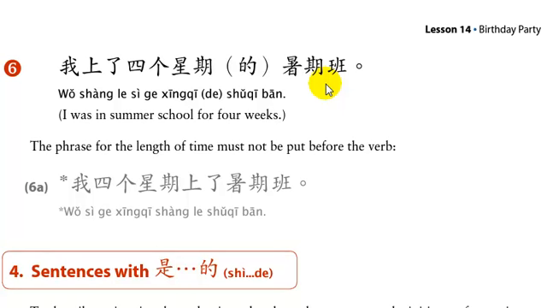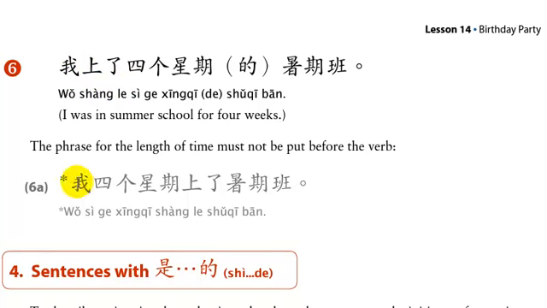Alright, and then here's something you may be tempted to do, but you can't. The phrase for the length of time must not be put before the verb. So you have 我4个星期上了暑期班. You can't do that. You can't say I 4 weeks took the summer class. 我4个星期上了暑期班, that is incorrect. You have to go 我上了. You have to have a verb in there.